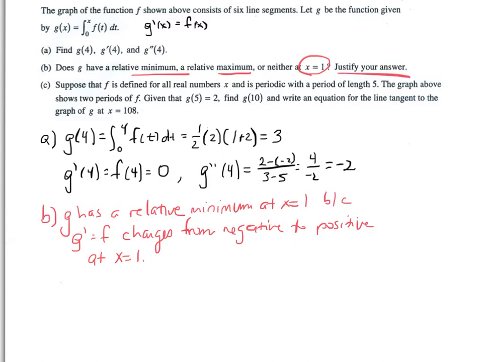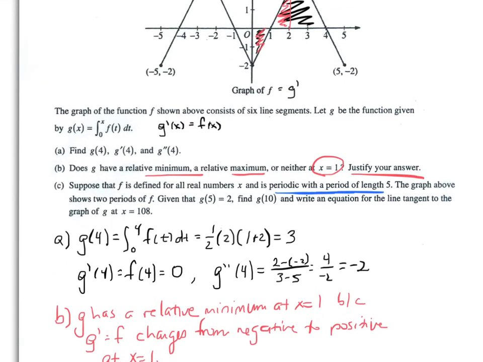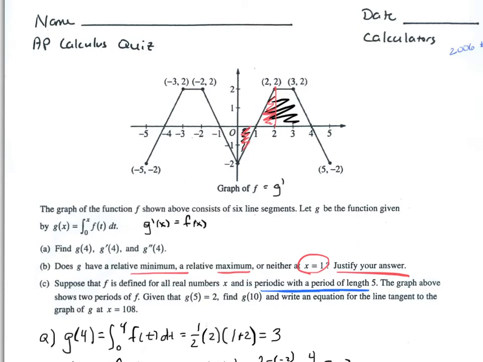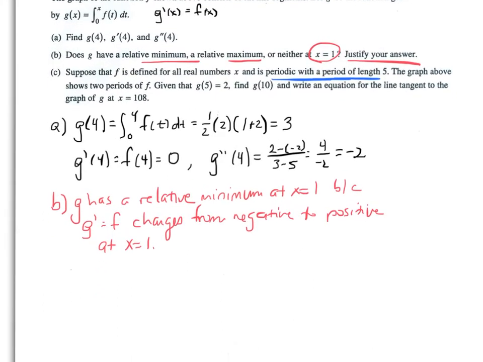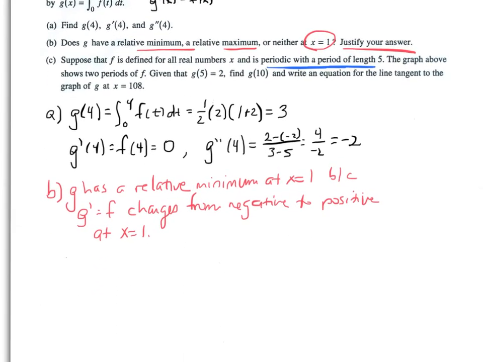We've justified our answer. Now for part C, suppose f is defined for all real numbers x and is periodic with a period of length 5. So that kind of makes sense with what we're looking at here, where each of these sections has a length of 5. So that's going to continue for all real numbers. Oh, look, they even tell us the graph above shows 2 periods. They give us g of 5 equals 2, and we need to find g of 10.